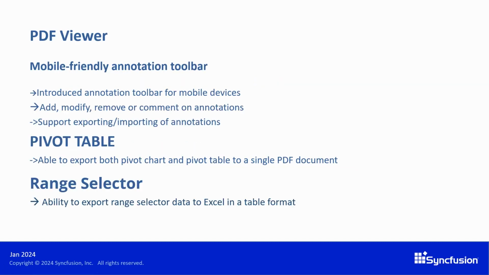We have also provided support for annotation toolbar in the PDF viewer. You can add, remove, or comment on the annotations. Next, coming to the pivot table, we can now export both pivot chart and pivot table to a single PDF document. Also, in the range selector, you can export the range selector data to Excel in a table format.